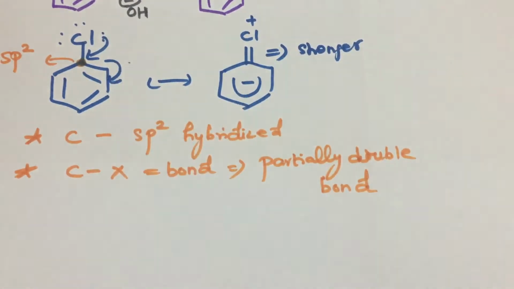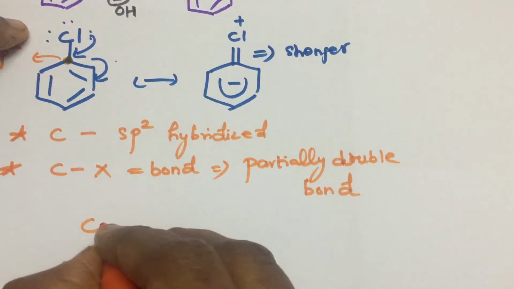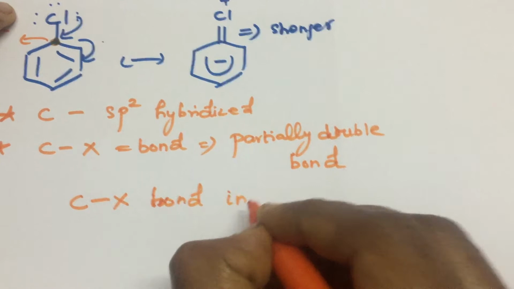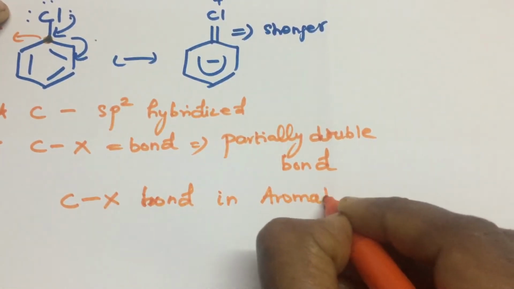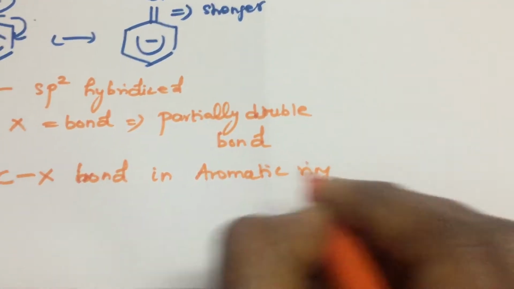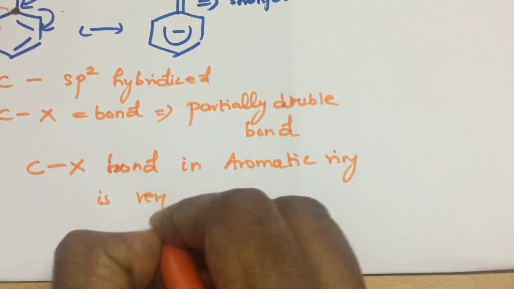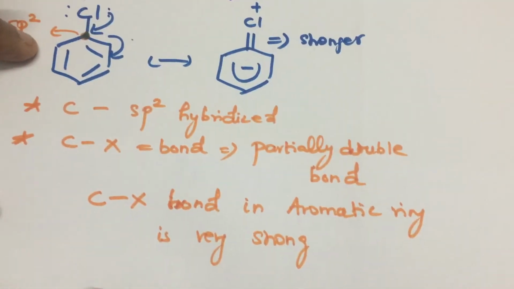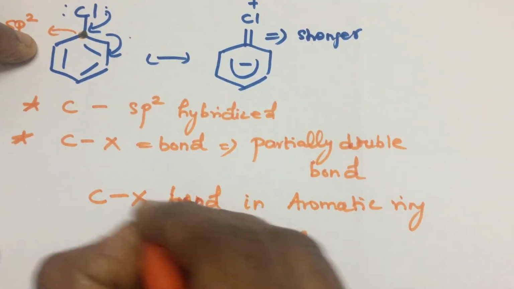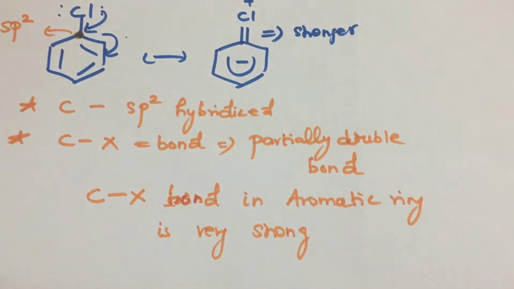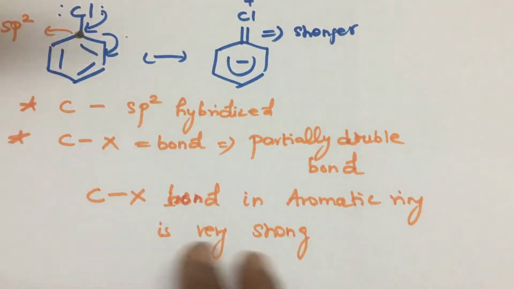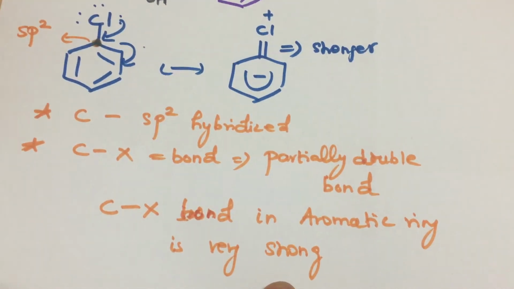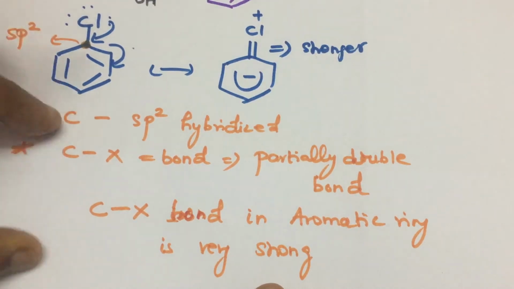And for these two reasons, the carbon halogen bond in the aromatic ring is very strong. So as it is, you cannot knock out the chlorine from the ring. Any halogen in an aromatic ring is not a good leaving group for these two reasons.